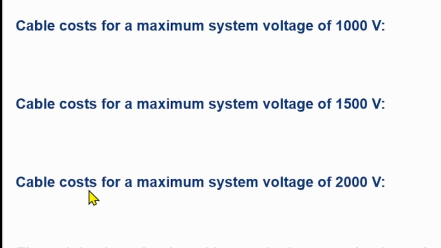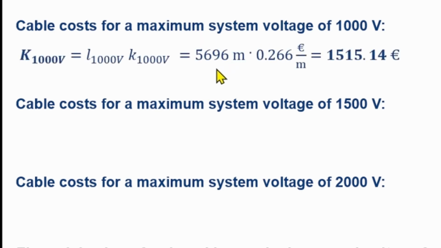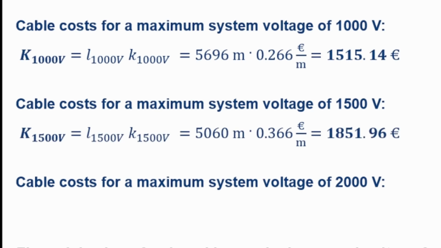So those are the total cable costs for all the wiring needed for our 1 megawatt power plant. For 1000 volts, we have a length required of 5,696 meters, and that's the specific costs. So we have a total cost of 1,515.14 euro. And for the 1,500 volts, we need less length, but due to the higher insulation costs, we have an elevated price for all of that. On the other hand, we have less losses, and let's see whether it compensates.